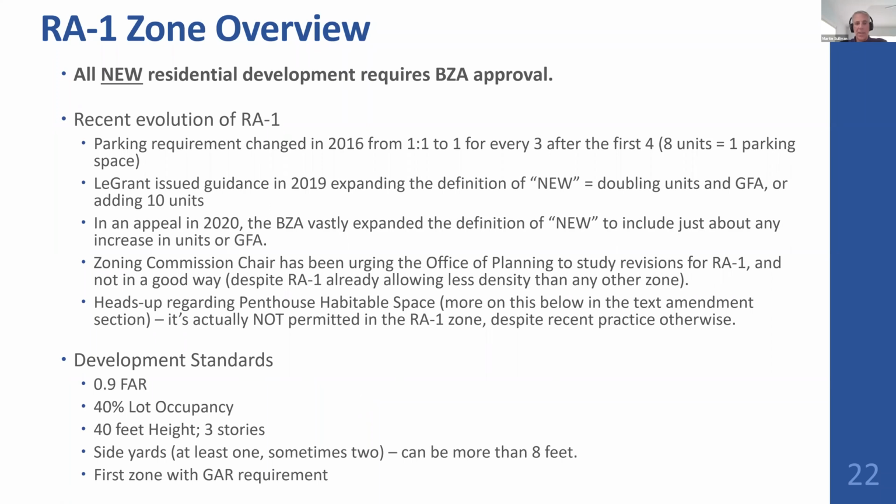In my opinion, the zoning regulations were pretty clear that penthouse hab space is not permitted in the RA1 zone, but it's been getting approved. Penthouse hab space has been getting approved the last 2 or 3 years at all levels. It's been getting approved by the BZA, by Office of Planning in our BZA cases, and then by the zoning administrator, and it's been getting built. I think the party's over.